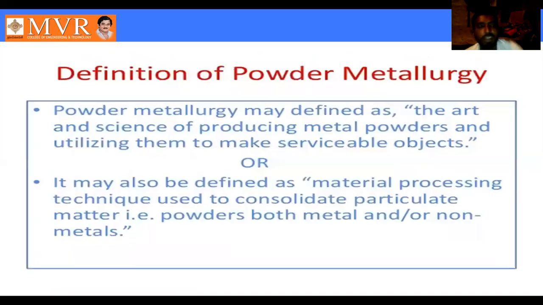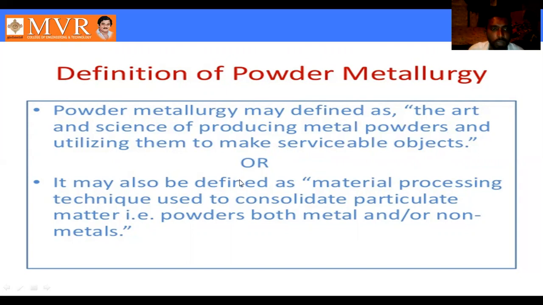Coming to the introduction of powder metallurgy: what is powder metallurgy? Powder metallurgy may be defined as the art and science of producing metal powders and utilizing them to make several objects. In a single line, we can call it the art and science of producing metal powders, and by utilizing these powders we make several objects. This we can call powder metallurgy.